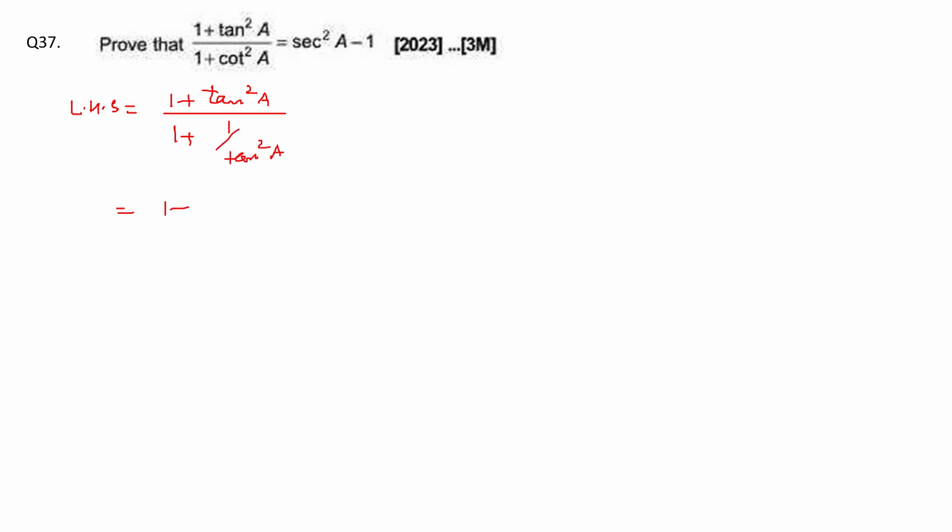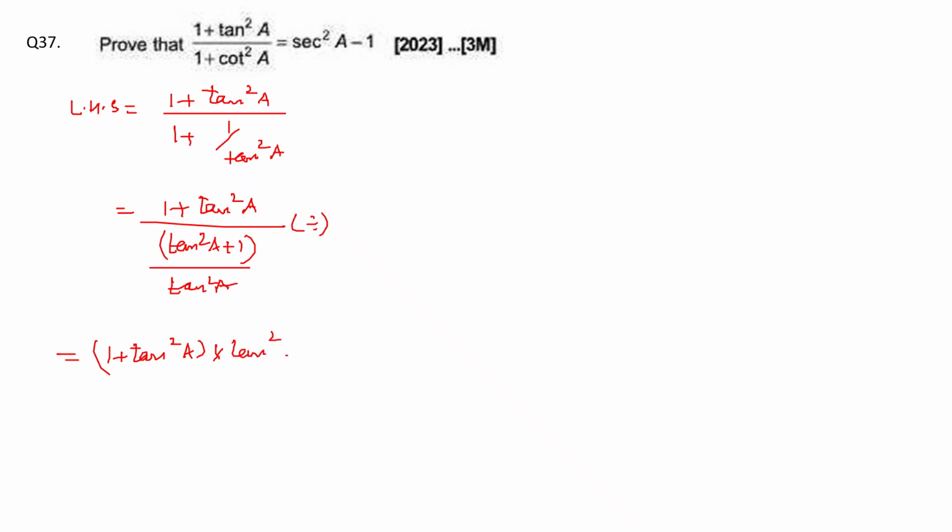Then in the denominator I am going to take the LCM. So it will be (tan square A plus 1) by tan square A. So this is your division. When you change division to multiplication, you will get (1 plus tan square A) into tan square A by (1 plus tan square A), or tan square plus 1, same thing. It will get cancelled. You will get tan square A, and if you use the identity, tan square A is sec square A minus 1, which is equal to your RHS. Okay, so this is also done.